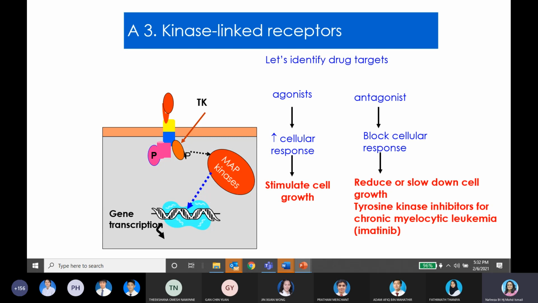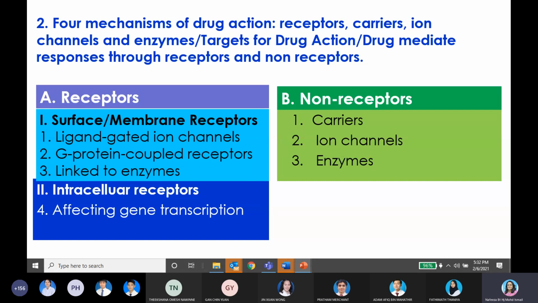Okay, otherwise we'll move on. So now we're done with receptors that are located on the surface membrane. We're done with receptors that are on the surface of cells or on cellular membranes. All right. So we move on to intracellular receptors.